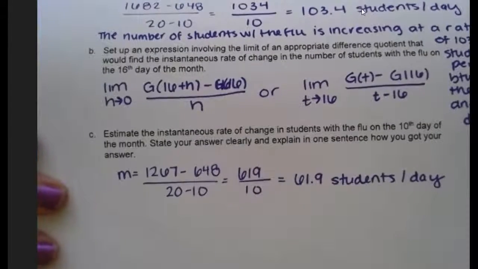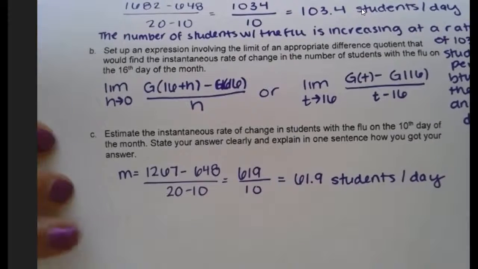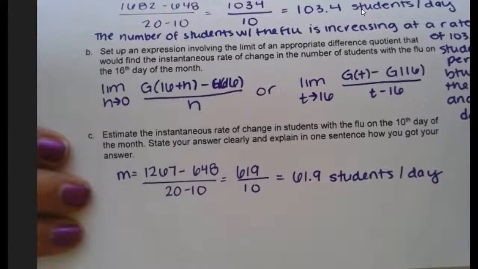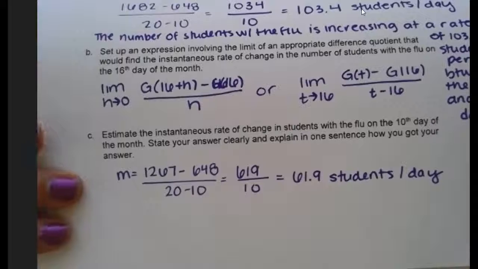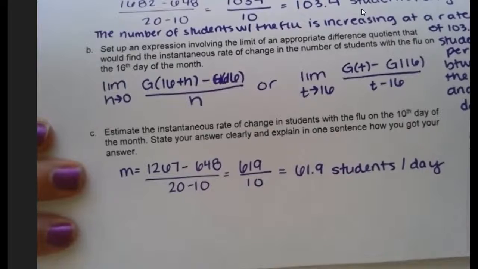So, explain your answer in one sentence. What did I find in part C and how is it different than what I found in part A? The instantaneous rate of change, not the average rate of change. What is another fancy word that we learned way back in algebra 1, 2, and 3? What do we call this? Slope. So your explanation could be the slope.